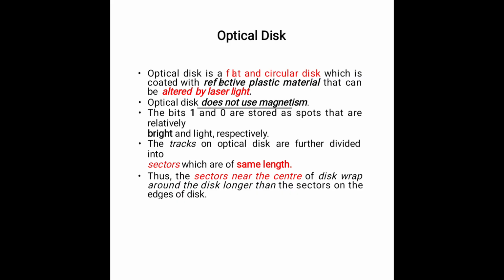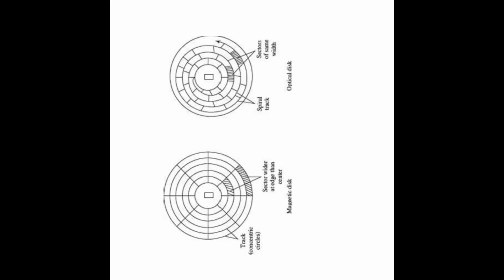The tracks on an optical disc are further divided into sectors which are of the same length. So the sectors near the center of the disc wrap around the disc longer than the sectors on the edges of the disc. This is an example of a magnetic disc, which is represented on the left side. The pictorial representation of the optical disc is on the right side. So here the magnetic disc has tracks and sectors.